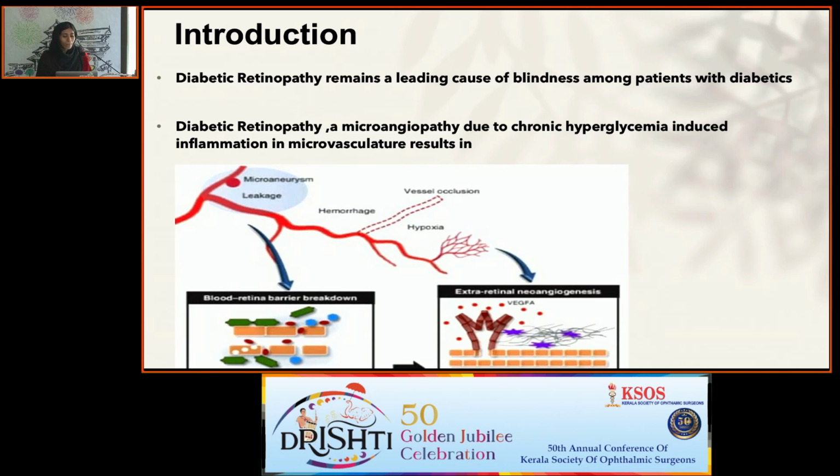Diabetic retinopathy is a microangiopathy due to chronic hyperglycemia-induced inflammation with release of various inflammatory mediators, the major one being vascular endothelial growth factor. It results in blood-retinal barrier breakdown, causing macular edema and also capillary occlusion.